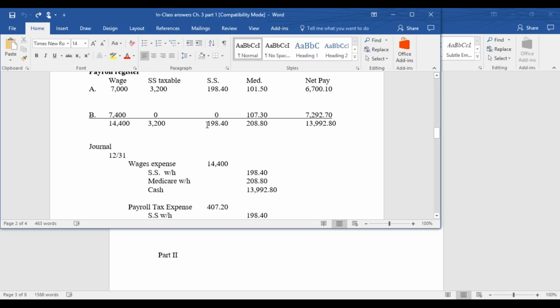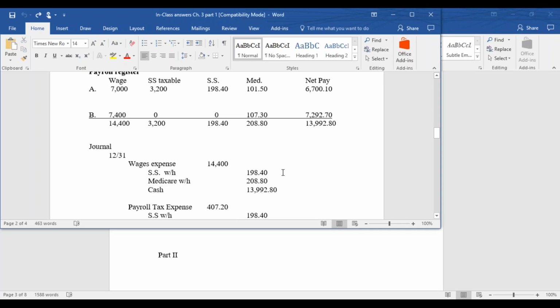So out of the 14,400, I know that 198 total is being taken out for Social Security out of both of my employees. And I can do both employees at once. I don't need to do a journal entry for each individual employee. If you had 50 employees, that would be 50 different journal entries, when you could do it as one big journal entry and just combine everything. So Medicare withholdings that I took out of all of my employees was 208. That left me with cash that I needed to pay, or perhaps a wages payable of $13,992.80. These numbers should match your payroll register from your journal.